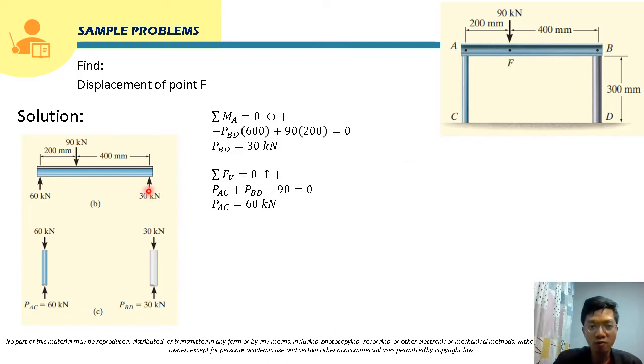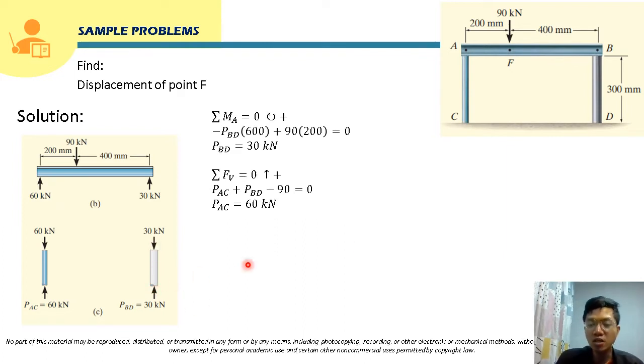Also for the 30 kilonewton reaction, if you transfer that to the free body diagram of member BD, this will also be directed oppositely. So there will also be a 30 kilonewton force at the other end to keep the equilibrium for post BD.